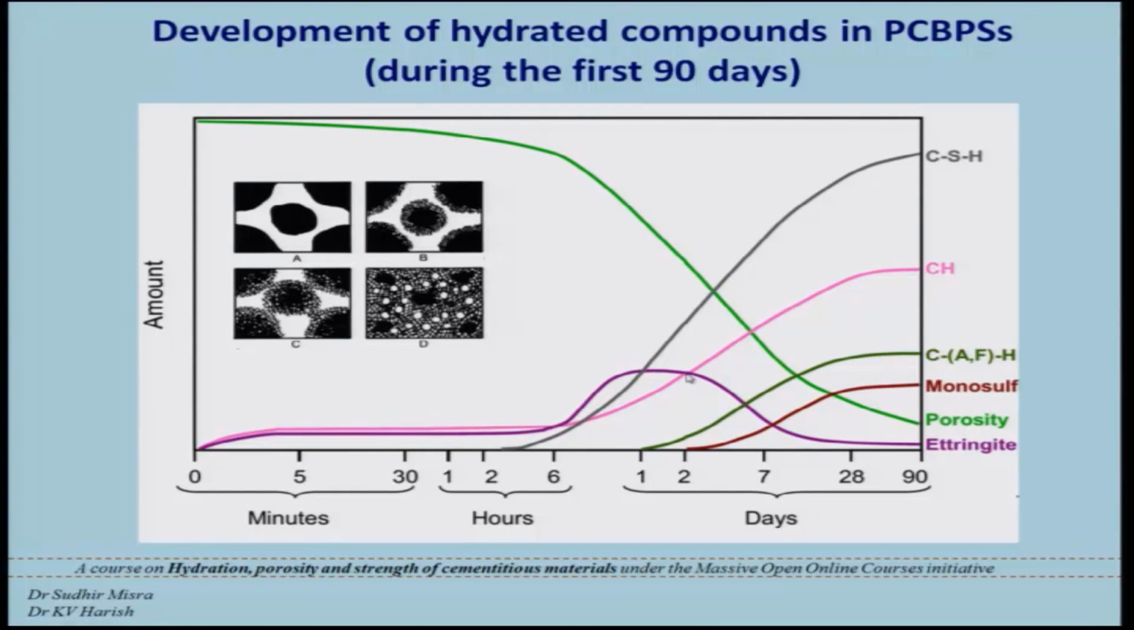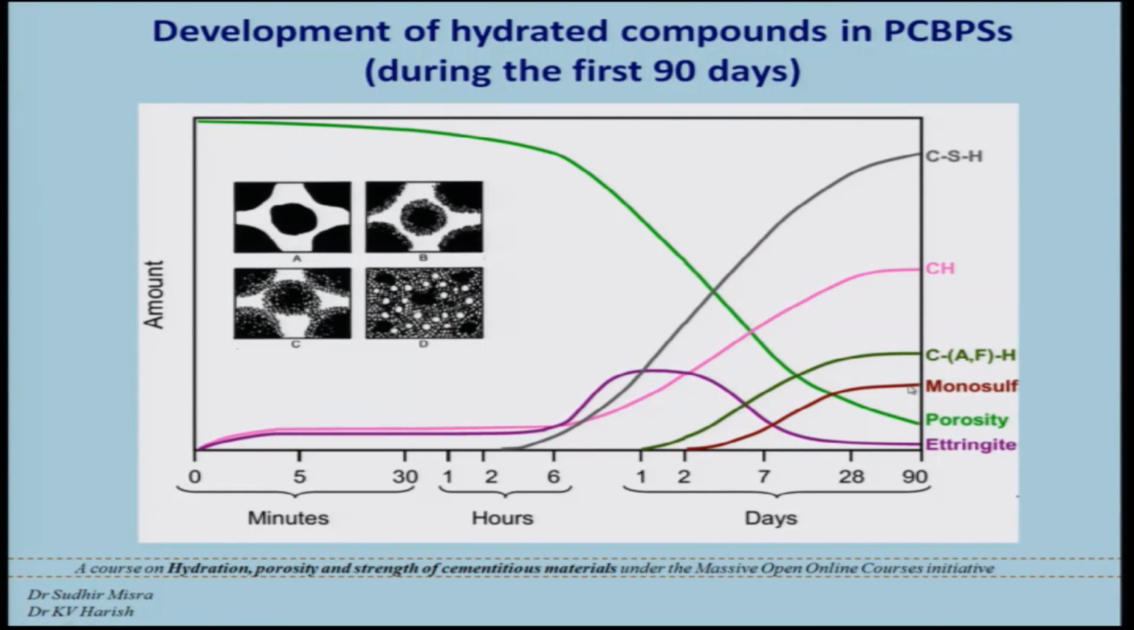Ettringite reacts and forms monosulfoaluminate only when you have a substantial amount of tricalcium aluminate; otherwise it will remain as ettringite in the system itself. In that case, this curve will be flatter and approximately equal to the quantity of monosulfoaluminate indicated here. So, if ettringite is getting converted to monosulfoaluminate, then this curve will come down.